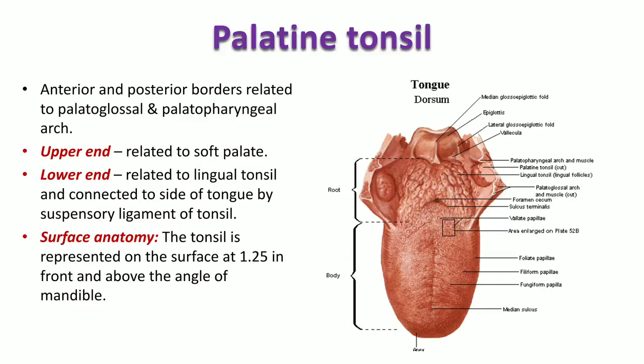So the surface marking of the tonsil is 1.25 centimeters from the angle of the mandible. You just make a point 1.25 centimeters in front and above the angle of the mandible, and that represents your palatine tonsil on the surface.